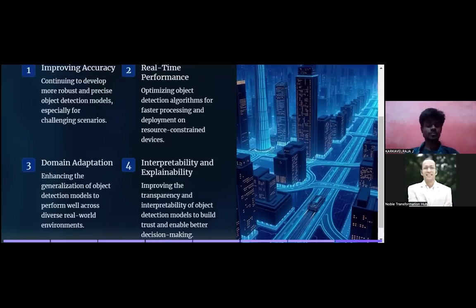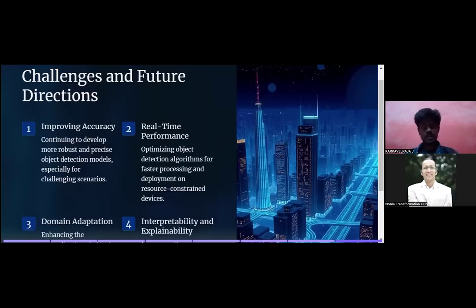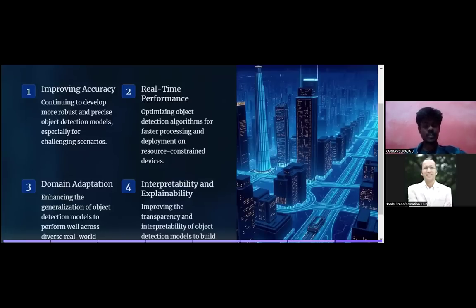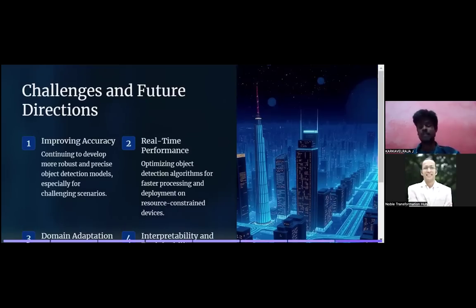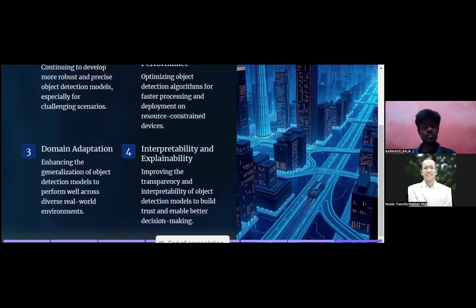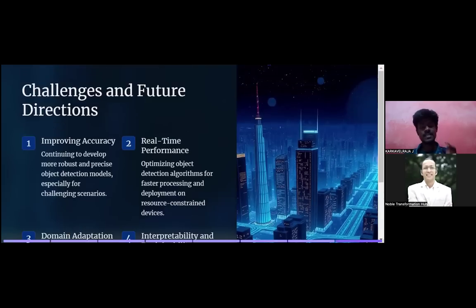Okay, so these are some of the challenges and, I will say, present directions in YOLO, that is, the object detection model. We have improving accuracy, real world performance, domain adaptation, and finally interpretability and explainability. These are some of the challenges and future directions, but it is a present direction. There are n number of directions available, but the slide can accommodate only these things. So that's all about the challenges and future directions.